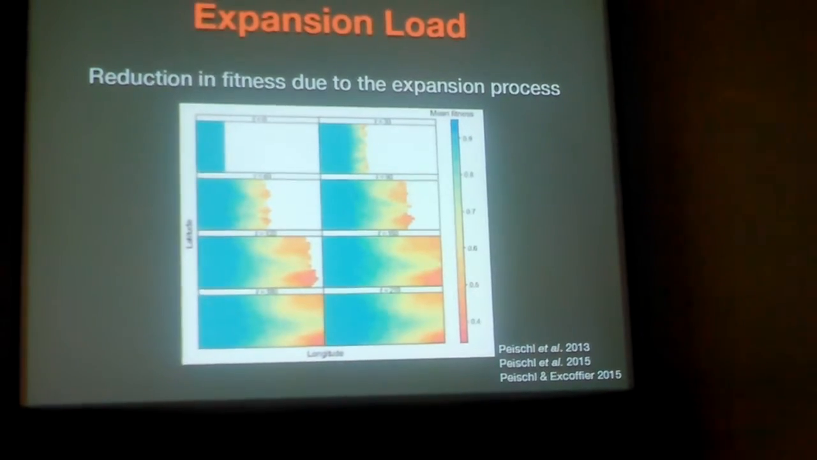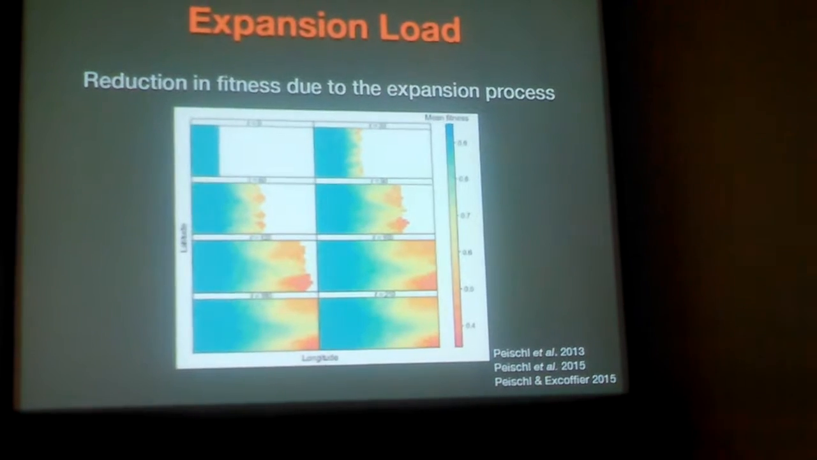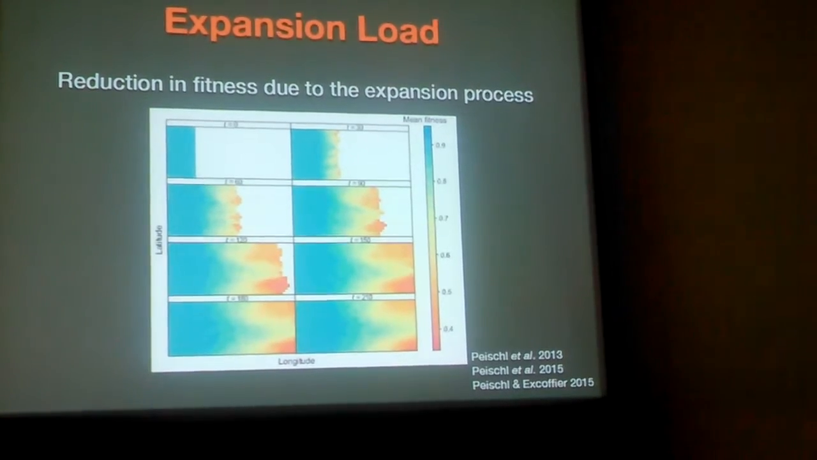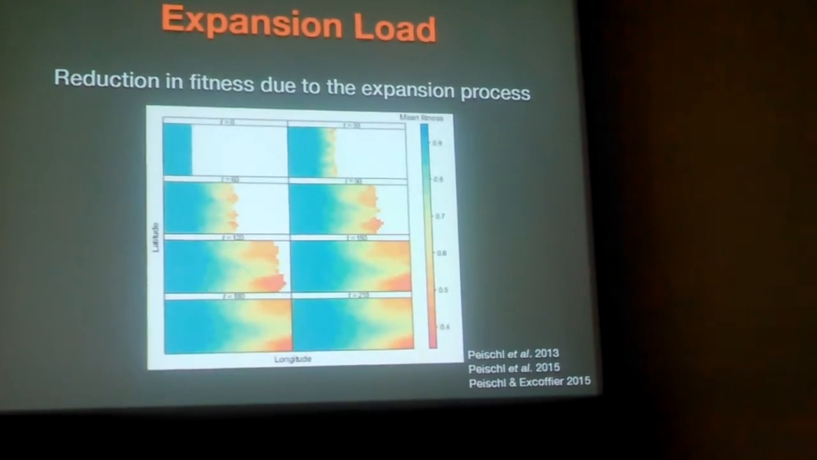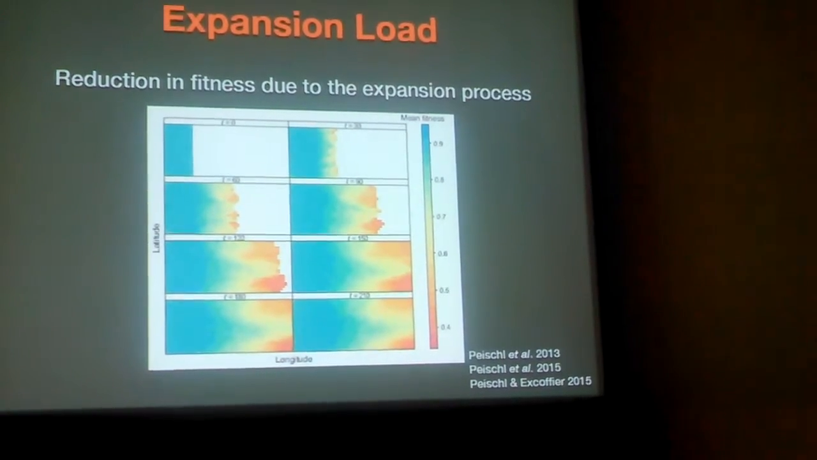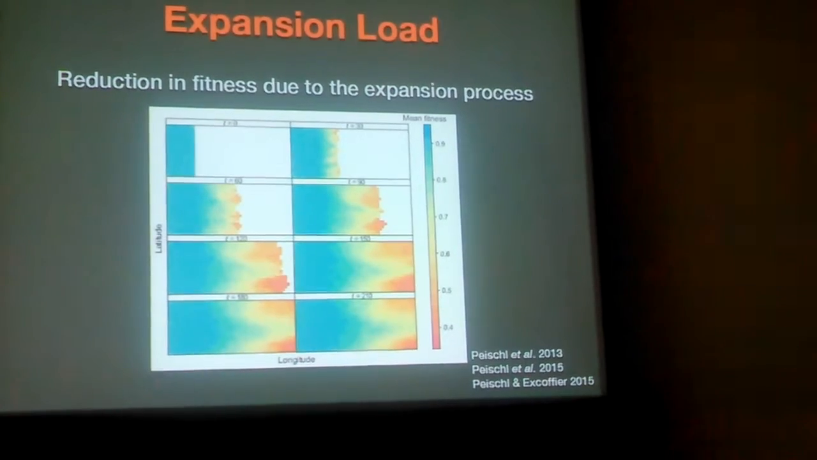And when this happens to deleterious alleles, that's what we call expansion load, because this fitness reduction accumulates at a range edge. A lot of work has been done looking at this, namely by Stefan Feischl and Laurent Escoffier, where they've shown severe fitness reductions at range edges due to this accumulation of deleterious alleles. This has also been posited as potentially a reason for genetic diseases we see in humans that have accumulated as they've expanded over space.